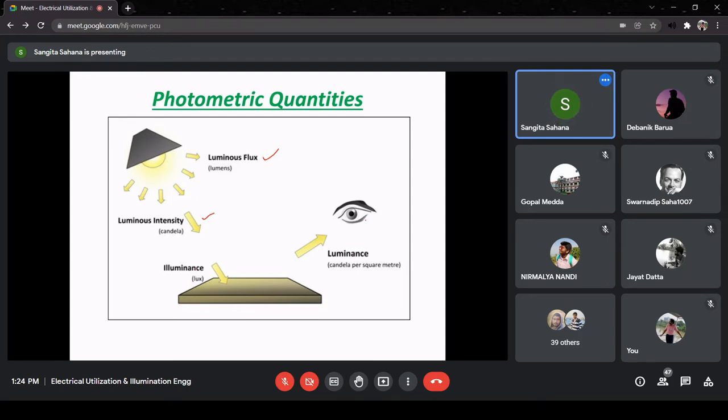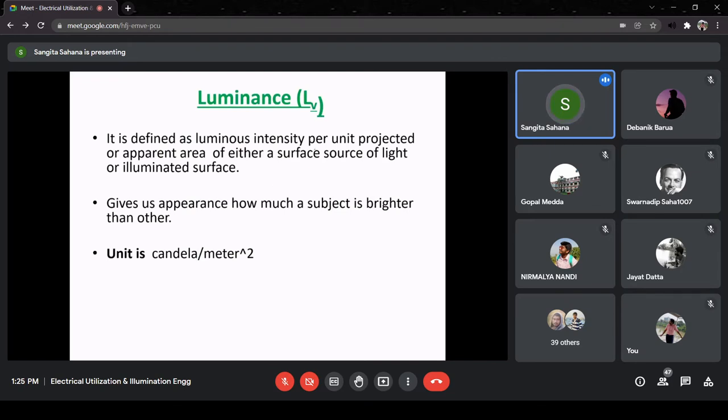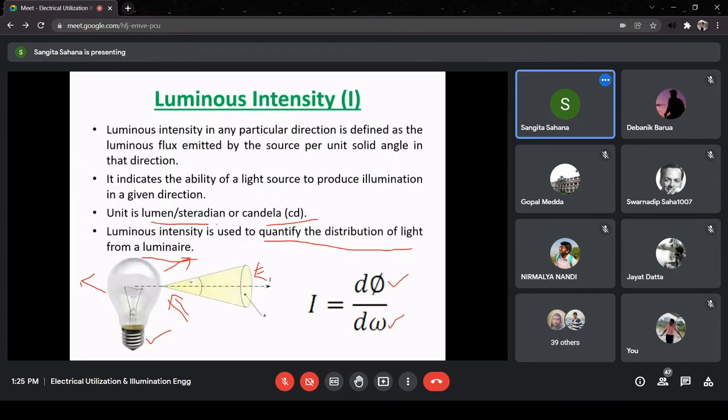Luminance is, if we look towards any source, towards any object, how much light is coming to my eye. So if someone is looking towards this surface, this parameter we call luminance. If you look towards the source, that will be the source luminance. This is defined as the luminous intensity per unit projected area of either a surface or a source or any illuminated surface. So it gives us the appearance of how much brighter a subject is than another. The unit is candela per meter square.